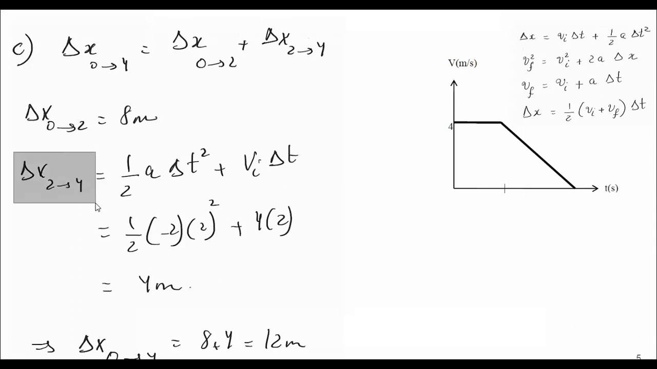Now I have delta X from 2 to 4. I will use half A delta T squared plus V initial delta T. The only difference now is that delta T is 4 minus 2, so it's 2. So delta X from 2 to 4 is 4. I added it to delta X from 0 to 2. I get total displacement is 12 meters.